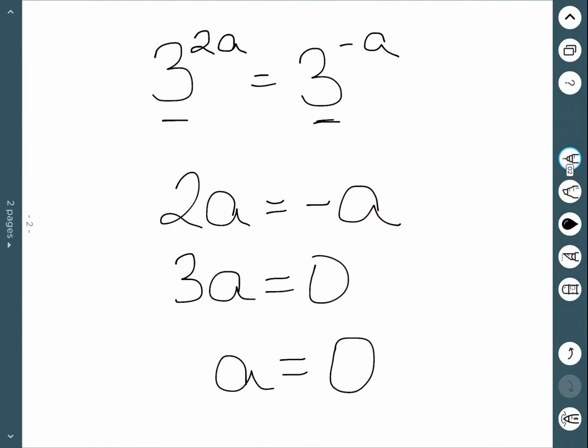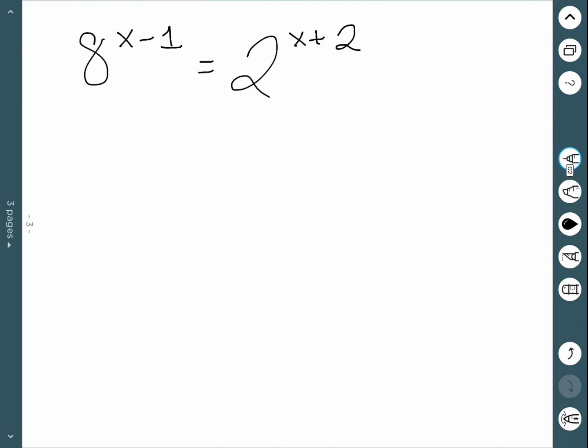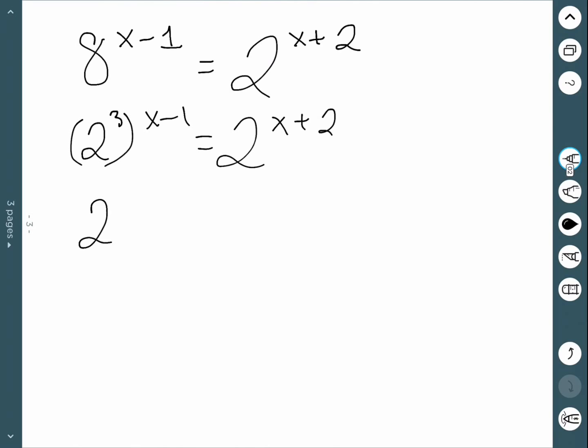So now let's look at something just slightly more complicated than this. 8 to the x minus 1 equal to 2 to the x plus 2. You'll notice here my bases are not the same. So I can't just set exponents equal like I have been doing. But it's only one extra step that we have to do now. Essentially, I need to force the bases to be the same. I know that 8 is 2 cubed, so I'm just going to rewrite the 8 as 2 cubed. When we raise a power to a power, we multiply, so 3 times x and then 3 times negative 1.